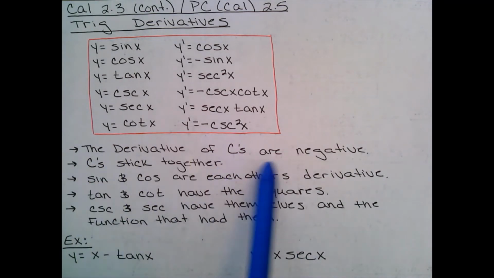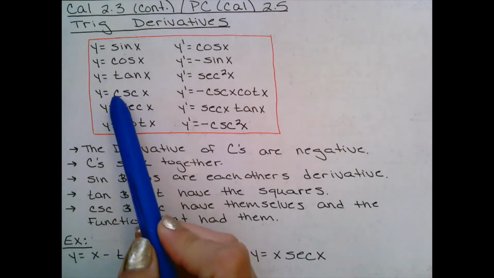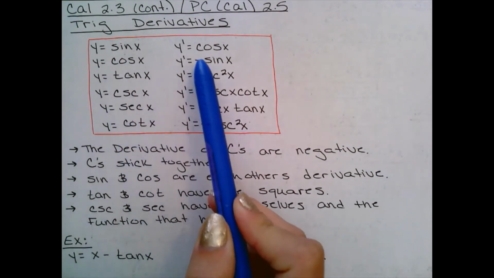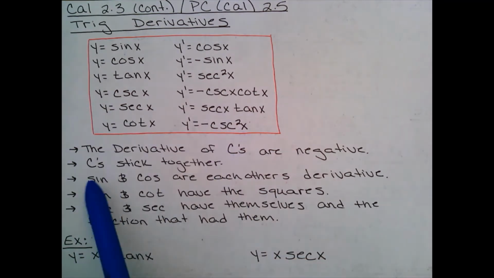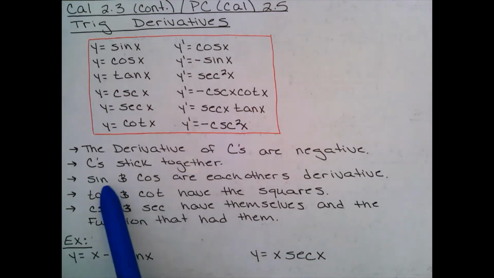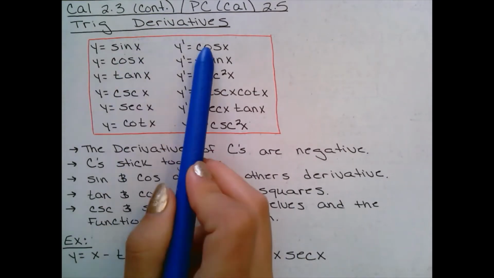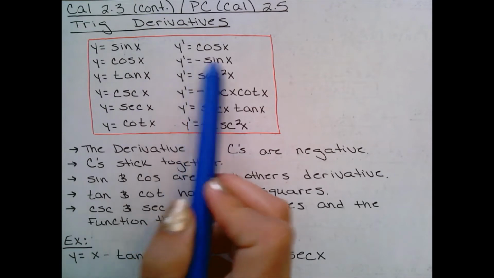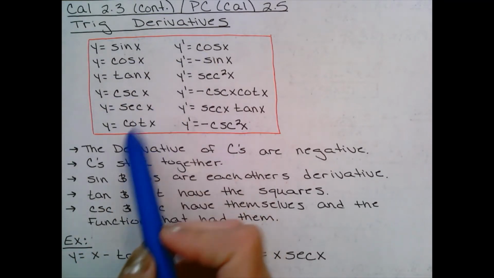The derivatives of C's are negative. So the derivative of cosine, cosecant, and cotangent are the three that have the negative, okay? C's stick together, and sine and cosine are each other's derivative. So cosine is sine's derivative, and a negative sine is cosine's derivative. After that, C's stick together.